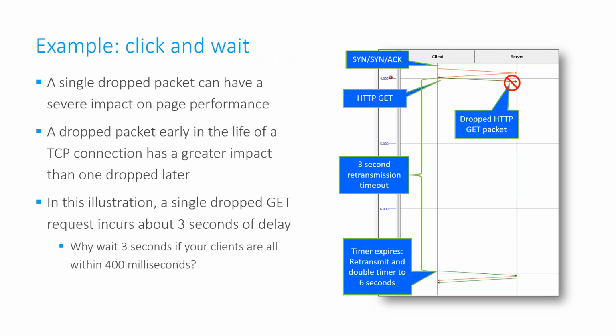So there are 2 points here. One is, why do we wait 3 seconds in today's internet? If I'm a company entity in Poland and all of my users are at sites around the country, I probably don't have latency greater than 30 or 40 milliseconds to any of those sites. I should never wait 3 seconds to see if a packet is dropped.